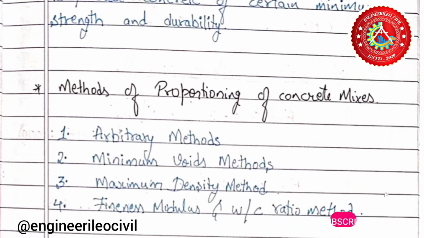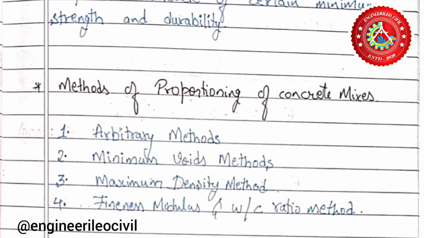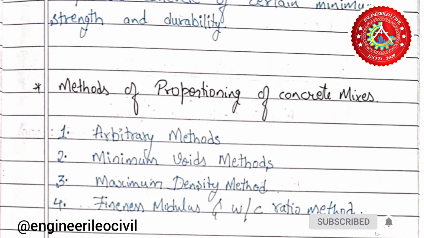Like we say that the proportion of M5 according to the arbitrary method is 1:5:10, while that of M15 is 1:2:4. M10 is 1:3:6, and M25 is 1:1:2. There are various types of proportioning depending upon the grade of concrete. So let's move on to the second method, that is the minimum voids method.